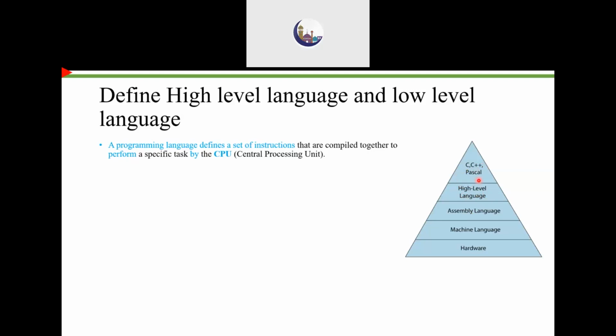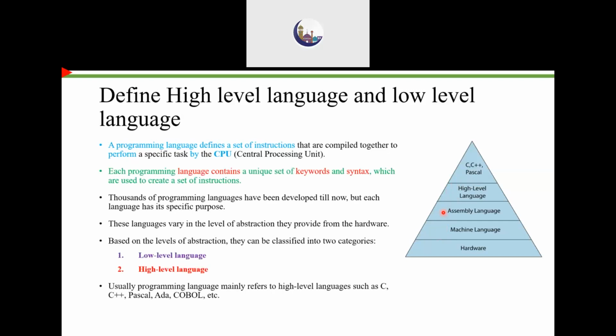There are thousands of languages available in the market, but basically programming languages are considered to be of two types. One is high level, and whatever assembly and machine languages are there are considered low level languages. So we have seen these things yesterday.